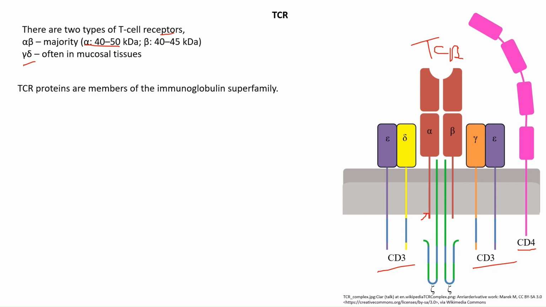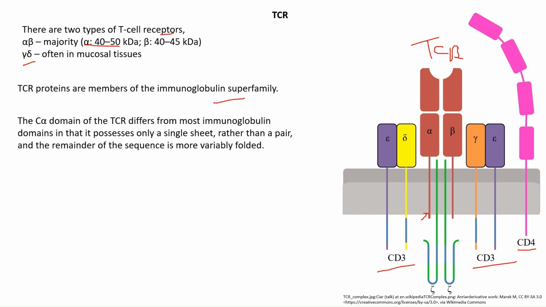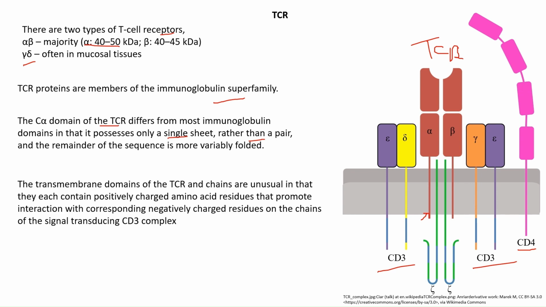Now the TCR proteins are members of the immunoglobulin superfamily. The C alpha domain of TCR differs from most immunoglobulin domains in that it possesses only a single sheet rather than a pair. If you remember, in BCR we have the antibody, and we already learned about the structure of the antibody, that it remains in a pair form. Clear? So this is different from BCR. Now the transmembrane domain of the TCR chains is unusual in that they contain positively charged amino acids. This we can understand better in the next slide.